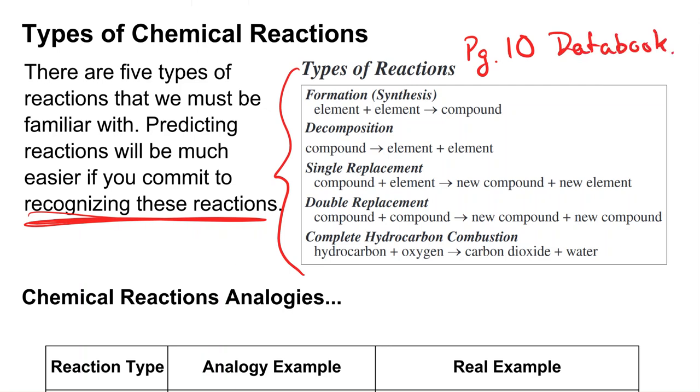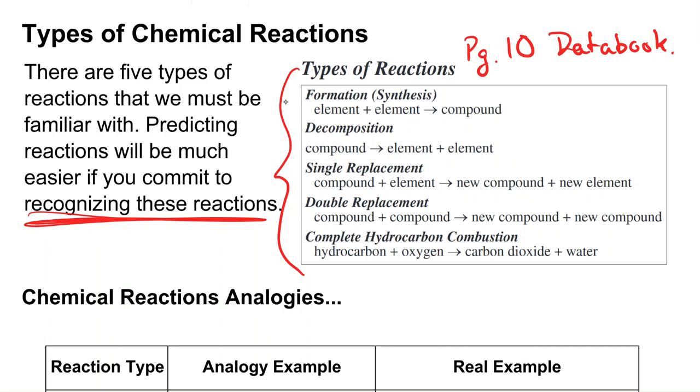Now, this is fairly straightforward, but it's going to take a few minutes for us to define all of this stuff. Here are our 5 types of reactions: formation, decomposition, single replacement, double replacement, and hydrocarbon combustion. So let's take a look at some analogies, and then some real-life examples of what's going on here. The first thing we're going to look at is a formation reaction.